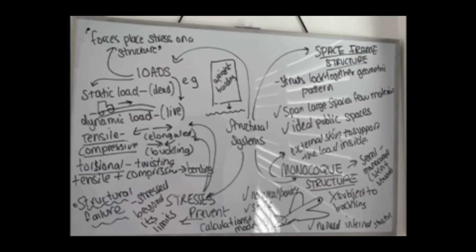So this is when you have an external skin to support the load inside. For example, in a plane, you have that external skin, and the purpose of this is that there are no weak points. It's quite stiff, so it avoids tensile stress. However, a disadvantage is that it's subject to breaking. Now, the monocoque structure doesn't have any internal structures, it just relies on the skin, whereas a semi-monocoque structure uses both a skin and a structure.